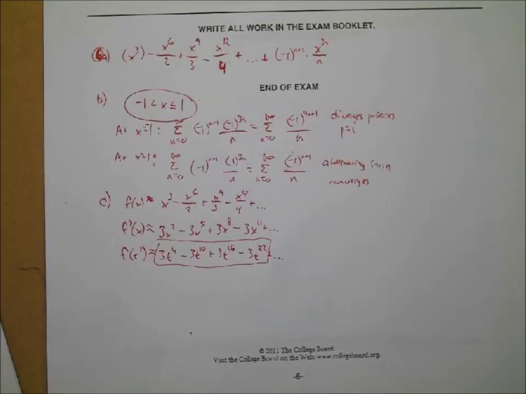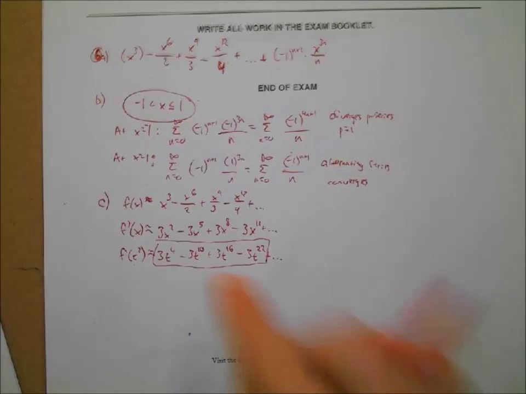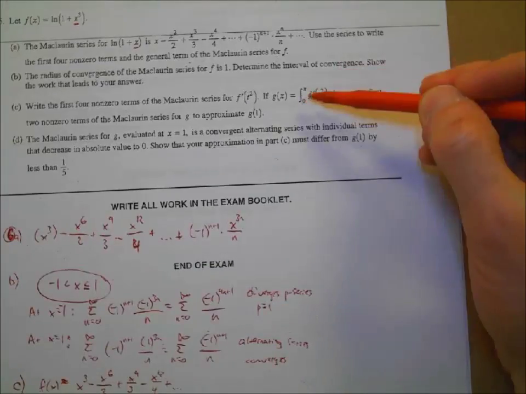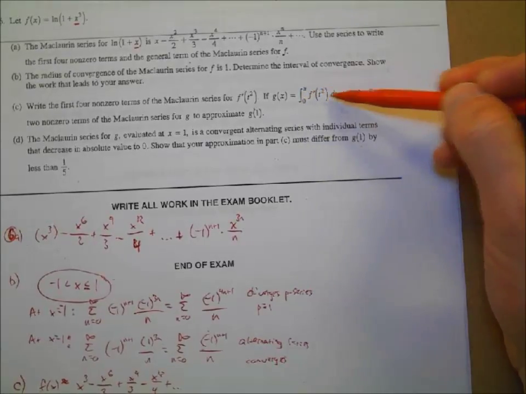Okay, first 4 terms, but now we're asked if g of x is equal to the integral from 0 to x of that f prime of t squared dt, use the first 2 non-zero terms of that Maclaurin series for g to approximate g of 1. Okay, so in order to proceed here, what might be a good next step here then? G of x is equal to the integral. I'll go back up here. It says g of x is the integral from 0 to x of f prime of t squared dt. So what should we probably do next?